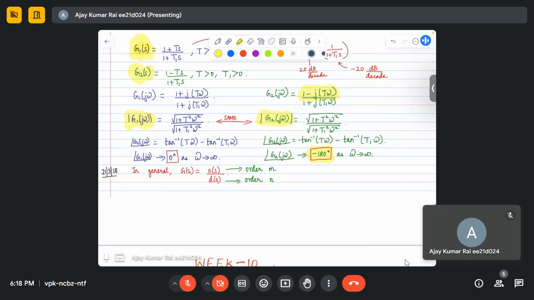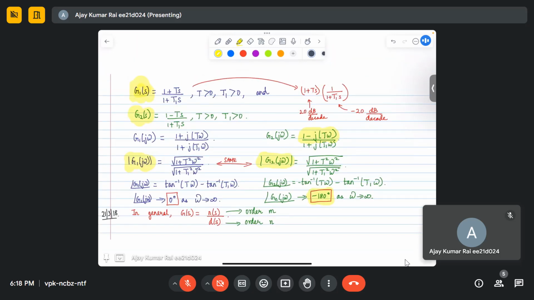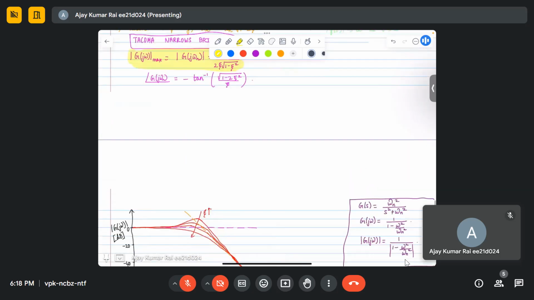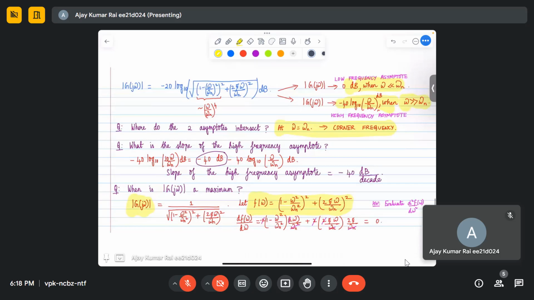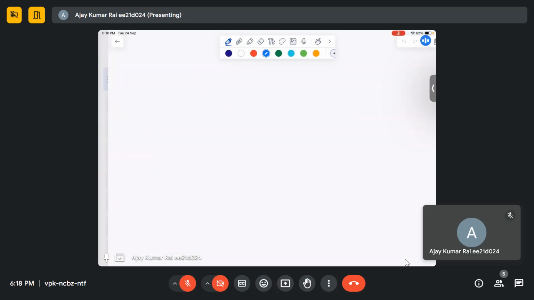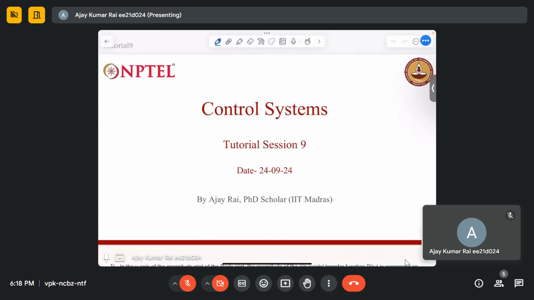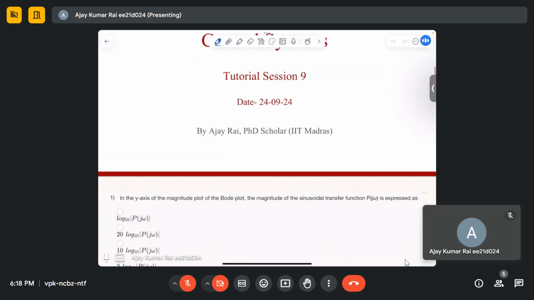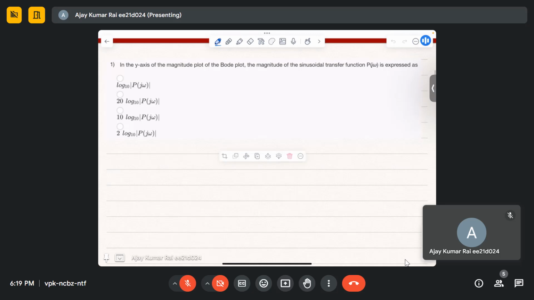Okay, so up to here we have studied Bode plot. Any doubt in the theory part? Anything you want to ask? Okay, we'll go to the tutorials. The first few questions are very simple, so you can answer them directly. I'll read the question.